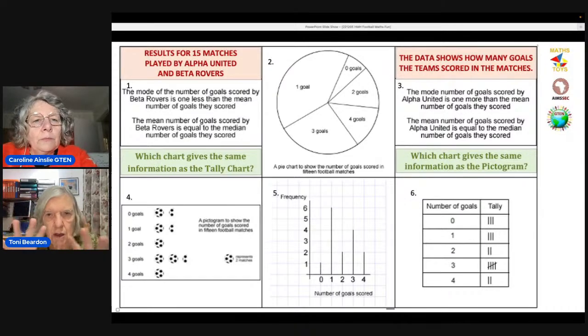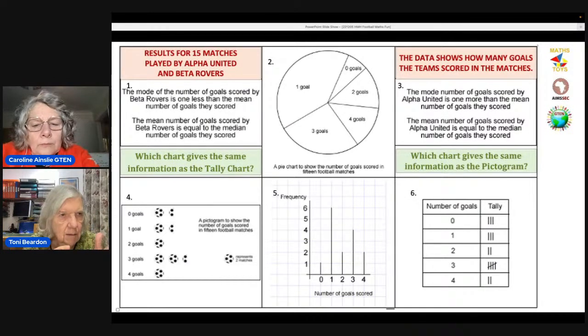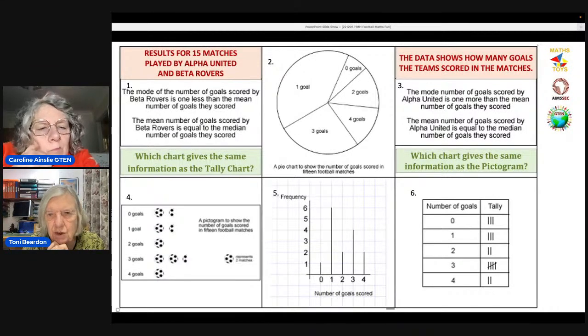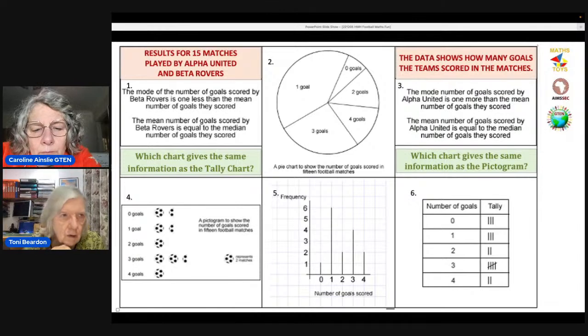Now here, we've got some results, and the puzzle is which chart. There are 6 charts, okay. Now, number 1 mentions Beta Rovers, and number 3 mentions Alpha United, but numbers 2, 4, 5, and 6 don't mention which team. So the puzzle is, you know, that 3 of these charts or pieces of information refer to Alpha United, and 3 refer to Beta Rovers, but which is which?